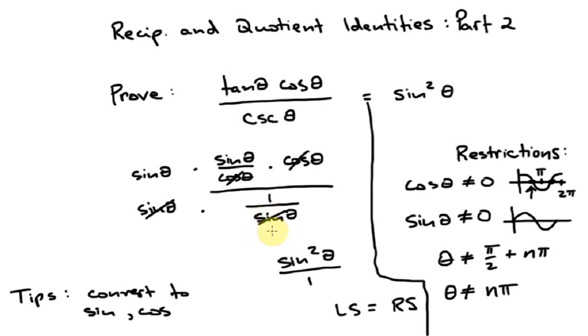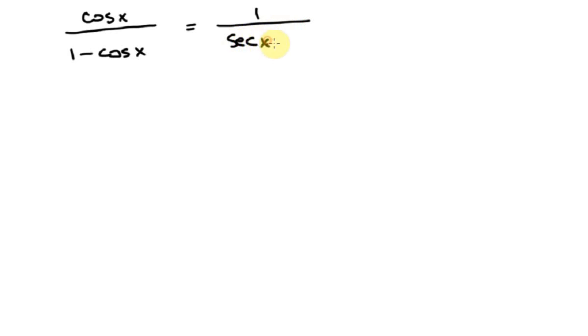Okay, next example. Next example I'm going to try to prove is this. I'm going to try to prove that cosine of x divided by 1 minus cos x equals 1 divided by secant x minus 1.